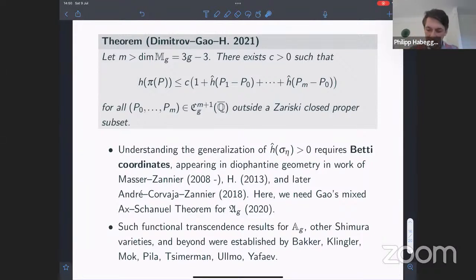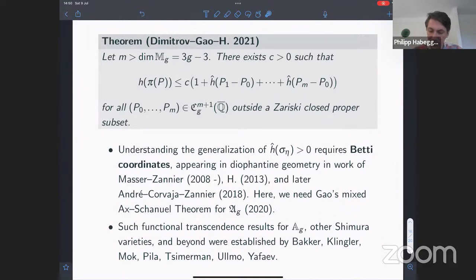And for our work, we need deep work of Gao on the mixed Ax-Lindemann theorem for this universal family of abelian varieties, to make sure that the analog of this condition here is satisfied in the context that we're interested in here. This mixed Ax theorem by Gao is in this family of functional transcendence results that have played a big role also in the André-Oort conjecture in the last 10 years.